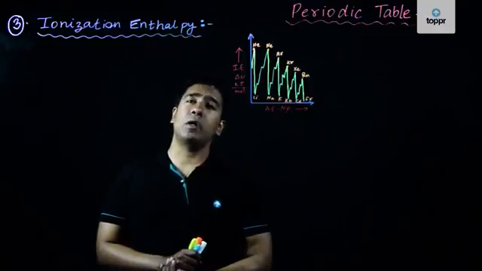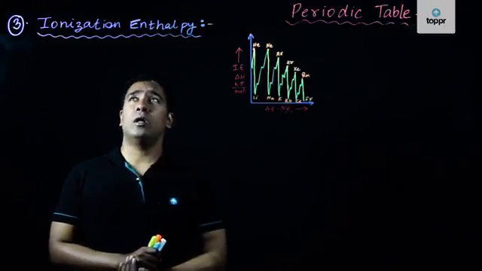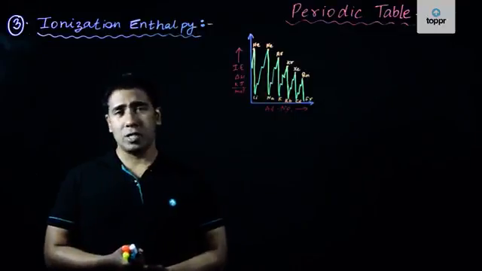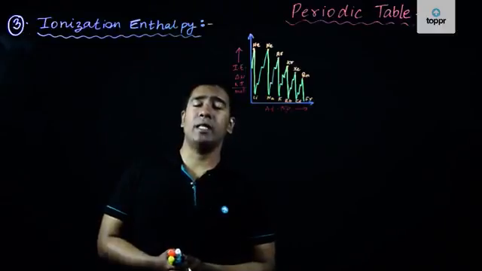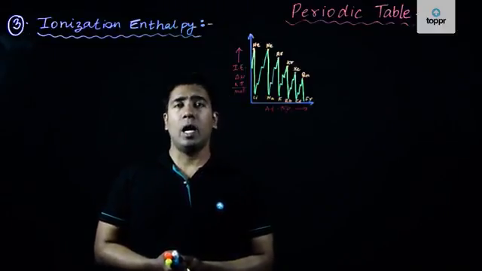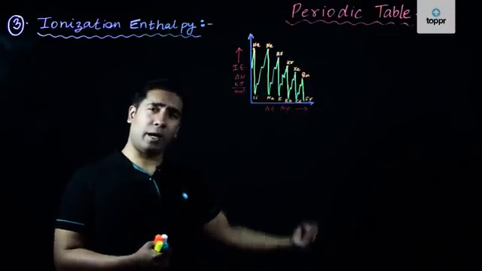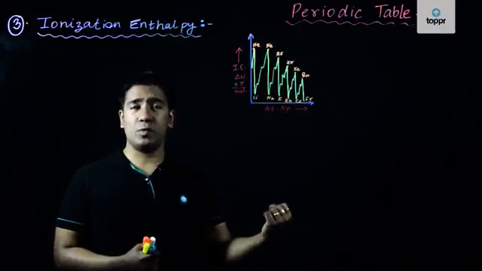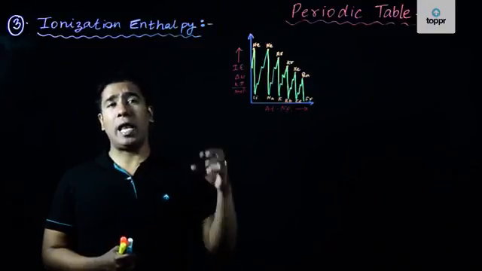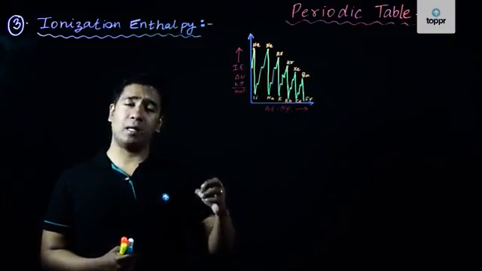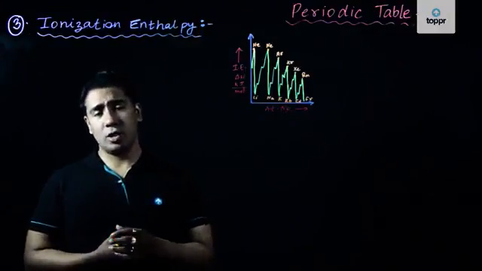So let us define what is ionization enthalpy, and only after that we will be in a correct position to understand the trend. Ionization enthalpy basically means that if you have an electron which is present in the valence shell of any atom, and you want to remove that electron from that atom, then there will be some amount of energy which will be spent, right? And that energy which is spent in removing an electron from an isolated gaseous atom or ion in its ground state is called the ionization enthalpy.